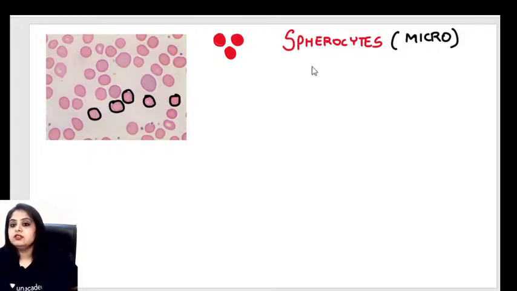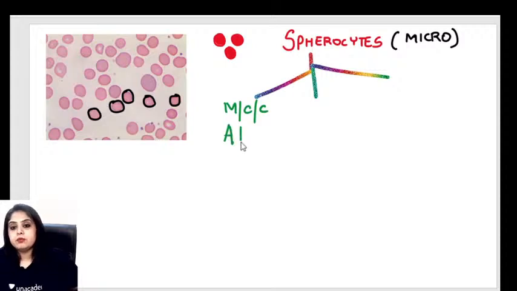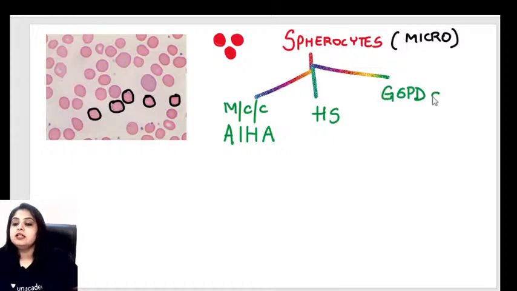And what are the three conditions? The three most important conditions in which I can see spherocytes. What is the most common cause of spherocytosis? And that is autoimmune hemolytic anemia. That's the most common cause. Other than autoimmune hemolytic anemia, the very famous hereditary spherocytosis, I'm sure everyone thought of as the first thing. And thirdly, even G6PD deficiency can show us spherocytes. So please remember, as I see most of you are answering, spherocytes are seen in three main conditions, out of which the most common cause is autoimmune hemolytic anemia, then hereditary spherocytosis and G6PD deficiency.